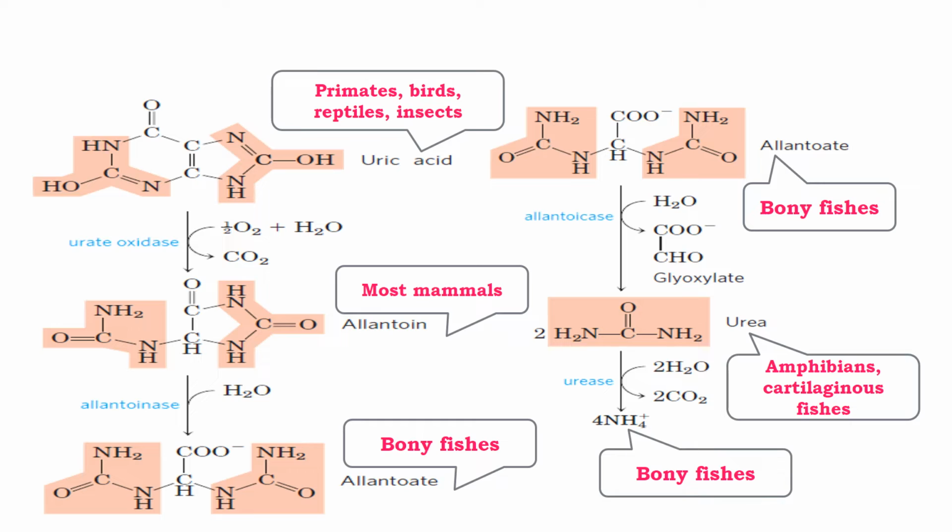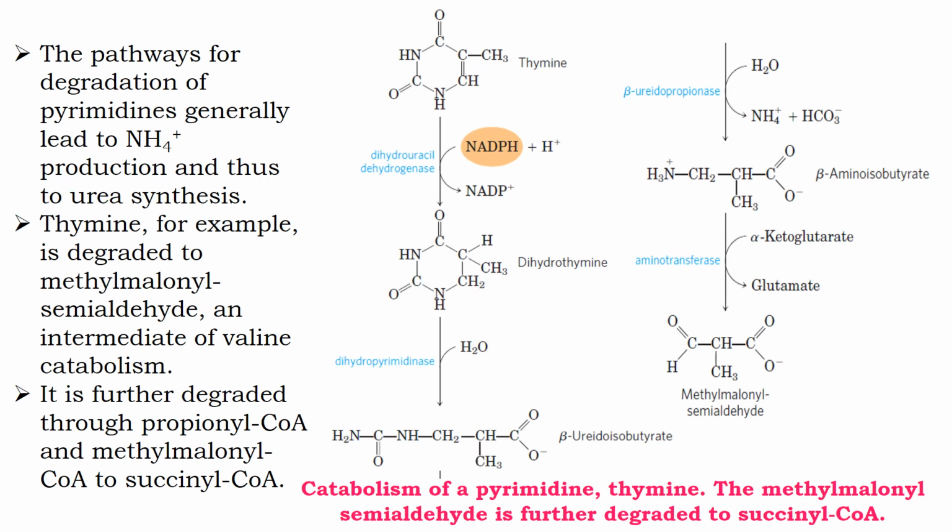Now I have shown different forms of the excreta of different organisms. For example, some of these birds or reptiles or insects or some of the primates can directly excrete uric acid, whereas most mammals will excrete allantoin, and some of the bony fish will excrete allantoate, and so on. So human beings excrete in the form of urea or uric acid.